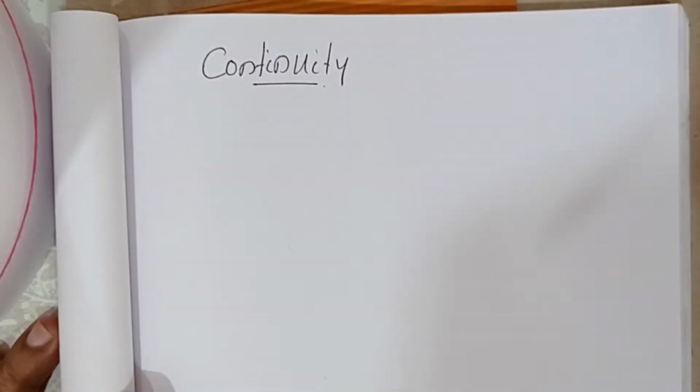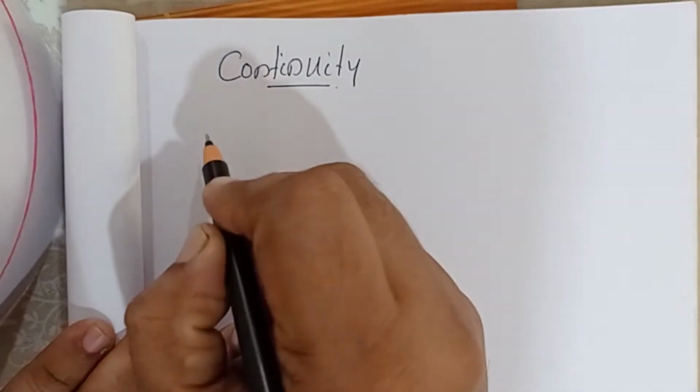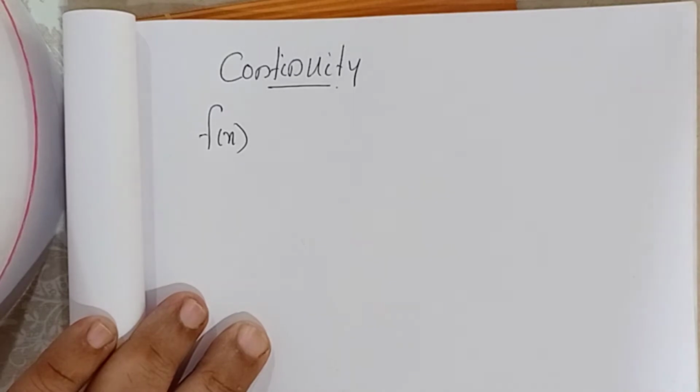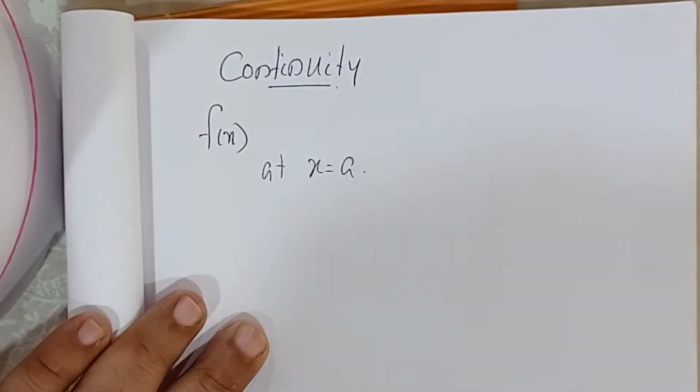Let us start a new chapter, continuity. A function f(x) is said to be continuous if we can draw a curve of f(x) on a plain paper without lifting the pen. Or mathematically, a function f(x) is said to be continuous at x equal to a.